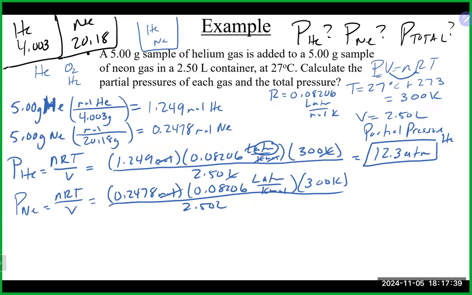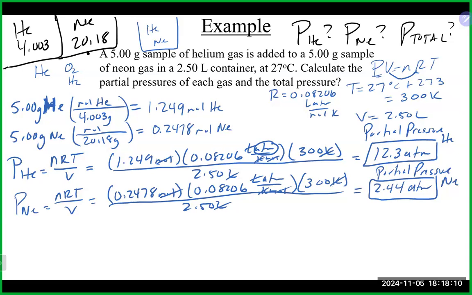Again, moles will cancel, Kelvin will cancel, liters will cancel, leaving us atmospheres. And for our neon here, we will end up with 2.44 atmospheres. This will be basically the partial pressure of neon in this mixture.